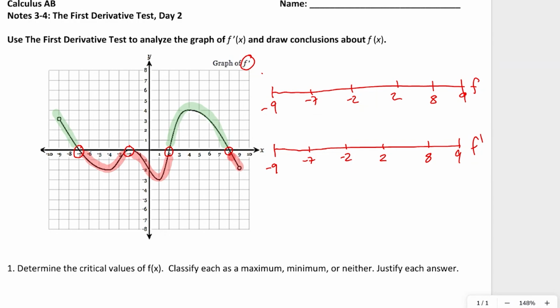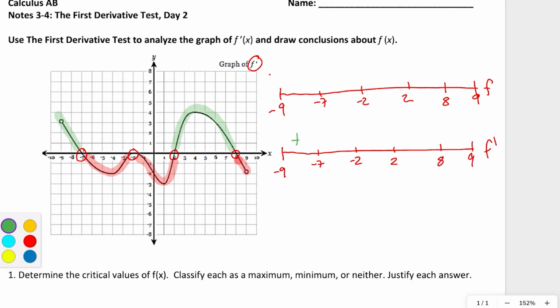Okay, now I don't have to pick representatives and plug them into the derivative equation to find out the sign in all these intervals. I can just look at the graph and say, between -9 and -7, the derivative is positive. It's above the y-axis. And when the derivative is positive, what does that tell us about the graph of the original function? It's increasing. The slope is positive. So if we're trying to envision what's going on with that graph, in this interval, the slope is positive.